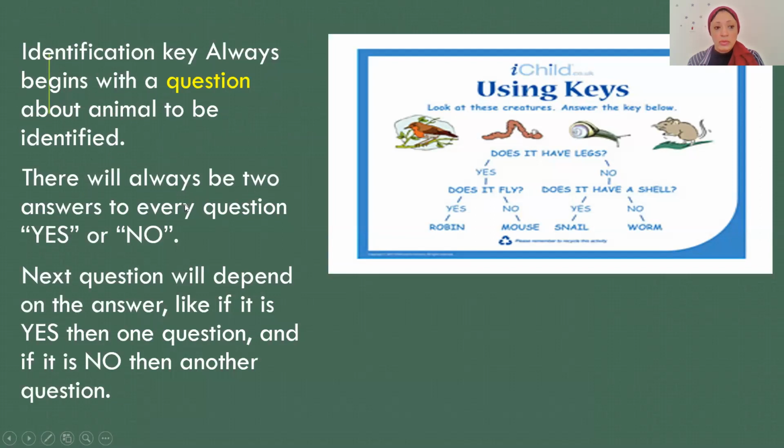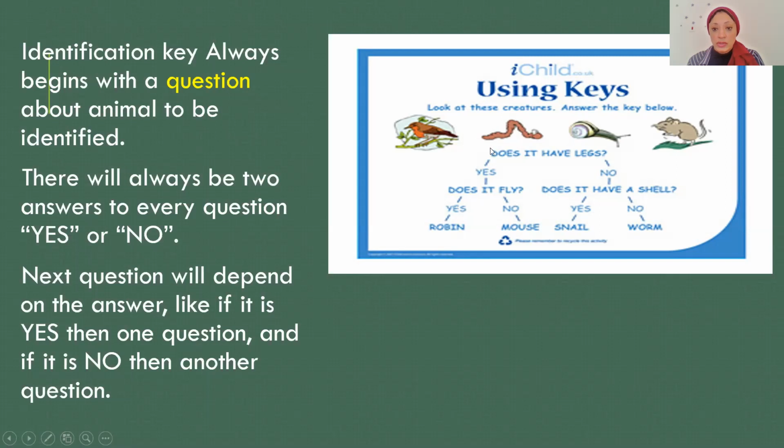There will always be two answers to every question, yes or no. The next question will depend on the answer: if it is yes, then one question, and if it is no, then another question. Okay, so let's go through this using the key. We have here bird, worm, snail, and mouse, for example.